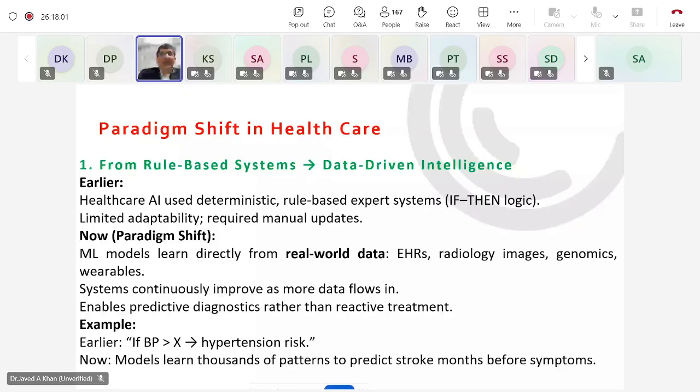For example, earlier, if BP is high, you would flag a hypertension risk. Now the model learns thousands of patterns to predict stroke months before symptoms. If your blood pressure is high, we can predict the probability that you will get a stroke within 1 month or 2 months, and so on. So that is the paradigm shift from rule-based systems to data-driven intelligence. Next one, please.